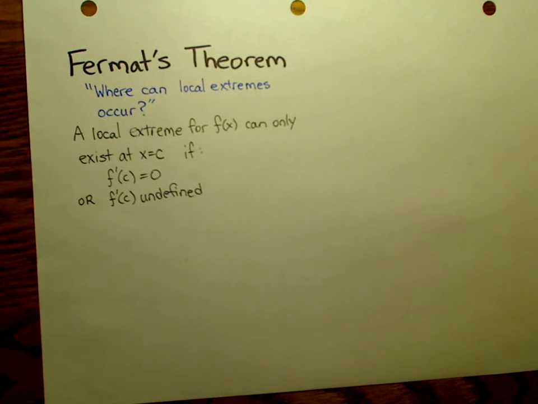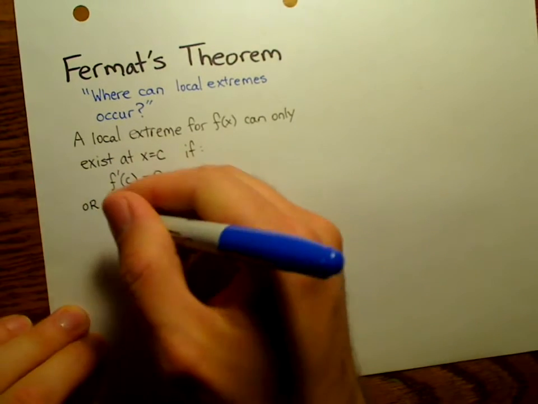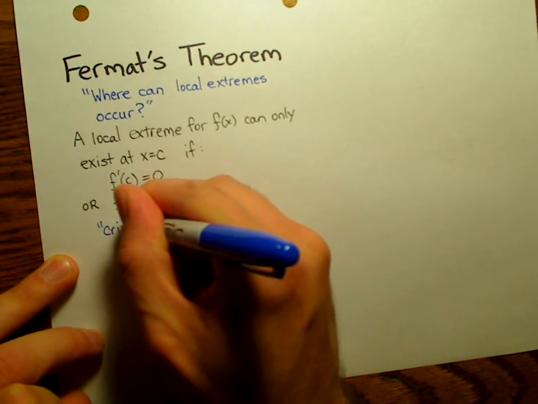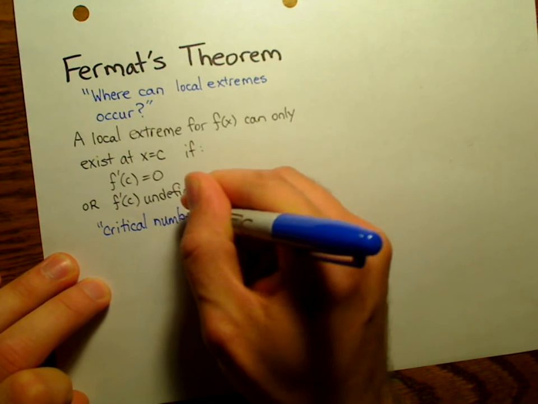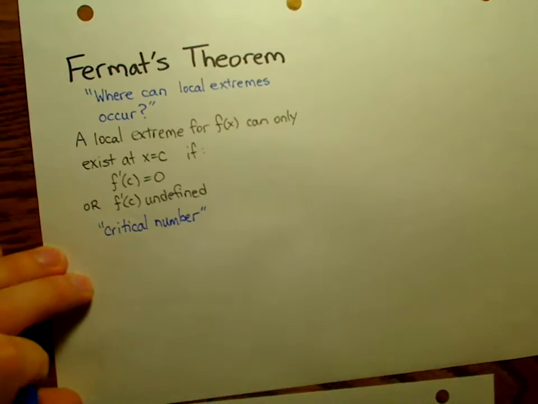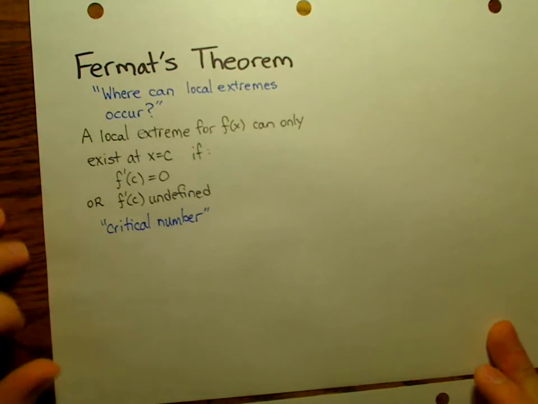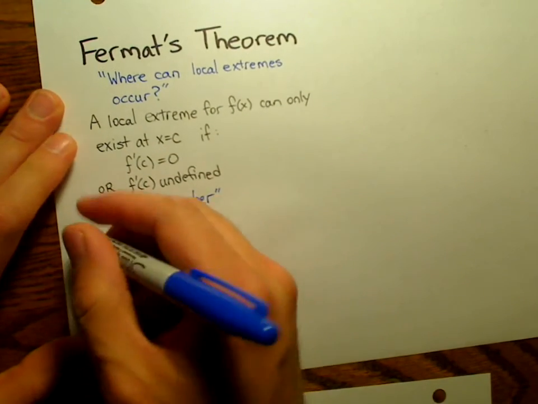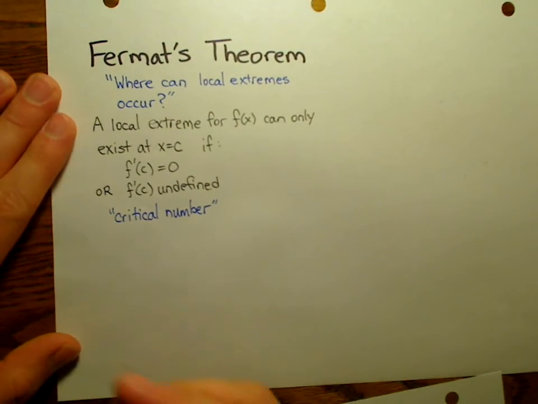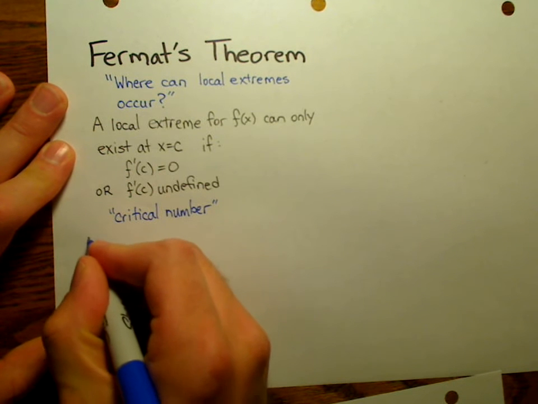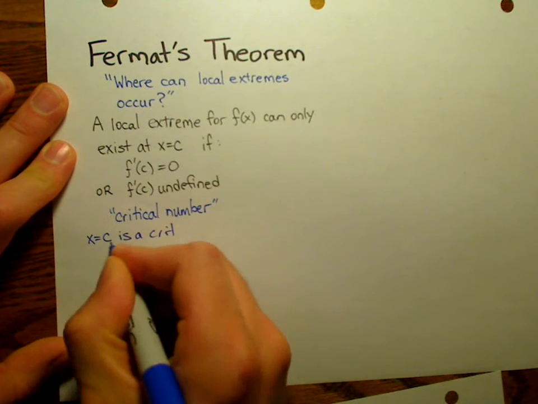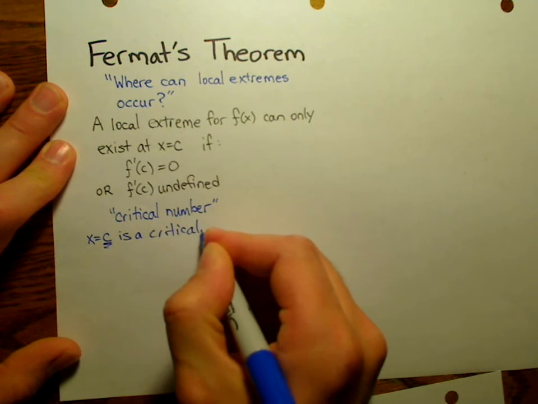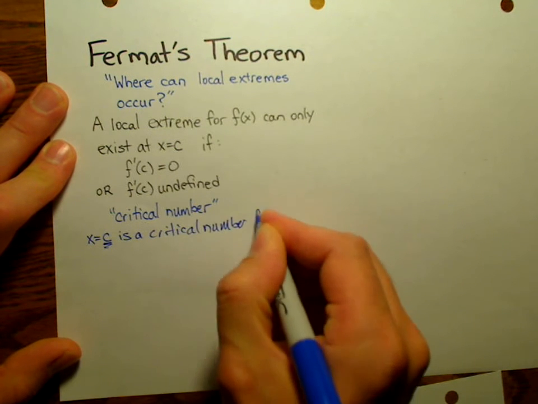Those of you with some previous exposure to calculus may recognize these two conditions as something called a critical number. Now this is a definition that can vary from book to book. Sometimes they call them critical values, sometimes they call them critical points. I'm going to go with critical number. It's really about an input. And so formally, what a lot of textbooks define, especially Stewart, is that x equals c is a critical number for a function f of x.